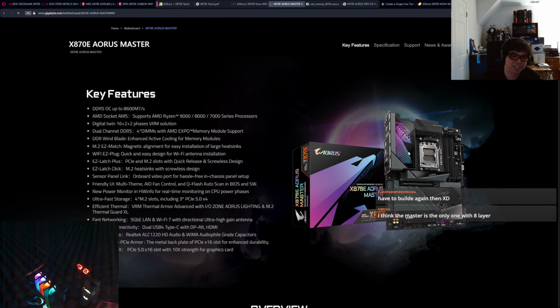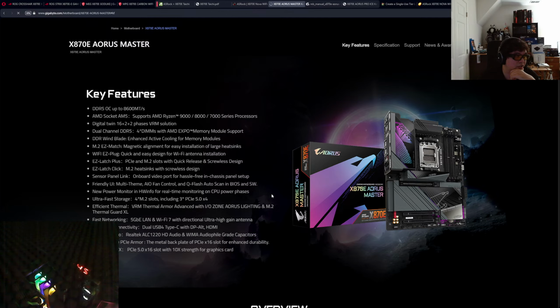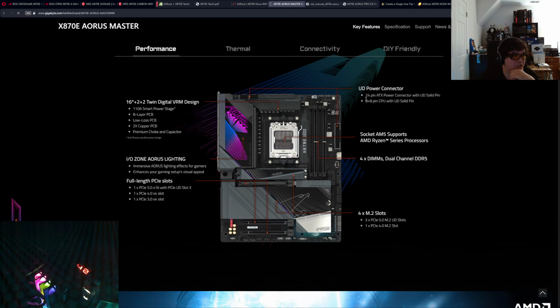The Master has 8 layers. Yes, it's the only new Gigabyte board that has 8 layers. Currently the others have 6. Yeah, this is 8 layer. In fact, they mention it right here, 8 layer PCB. They mention it over here. So the Master is an 8 layer.